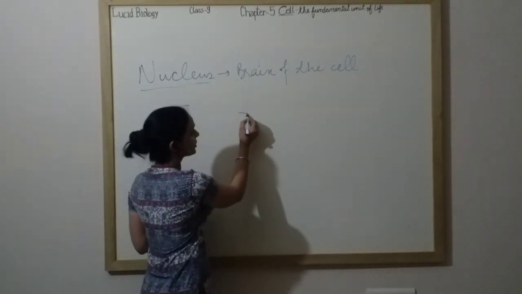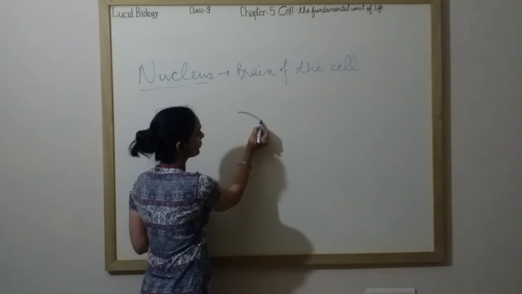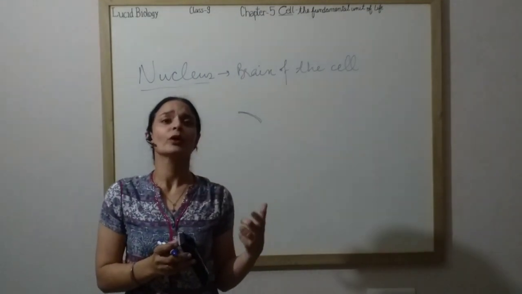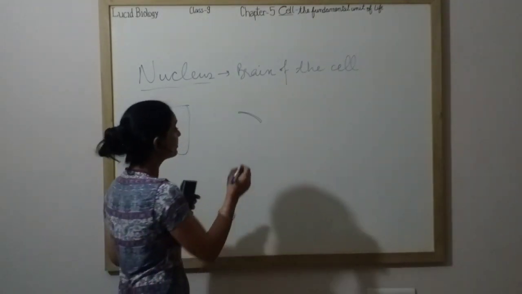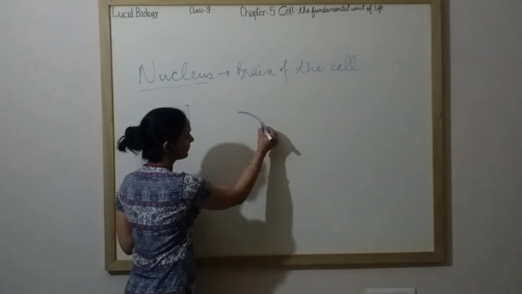The nucleus is a double membrane bound structure. It is nearly spherical and it is made up of a double layer, that is the nuclear membrane, which forms the nuclear envelope. This is a double membrane bound structure. It is nearly spherical.